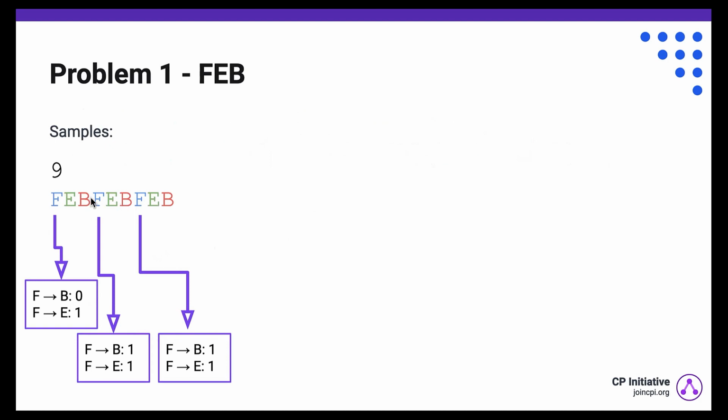This one, it's FEB, FEB, and FEB. And we see that for the first F, if it becomes a B, then that'll increase our excitement level by 0. And then if it becomes an E, it'll increase our excitement level by 1. And for the other two Fs, we also notice that if they're either B or E, they'll both increase the excitement level by exactly 1. So this gives us two more observations.